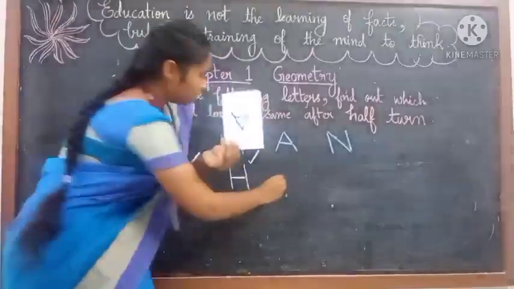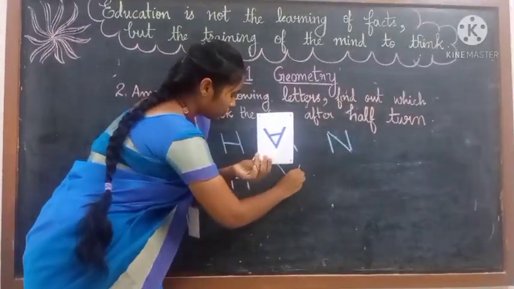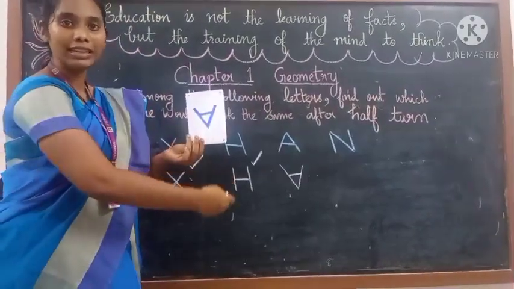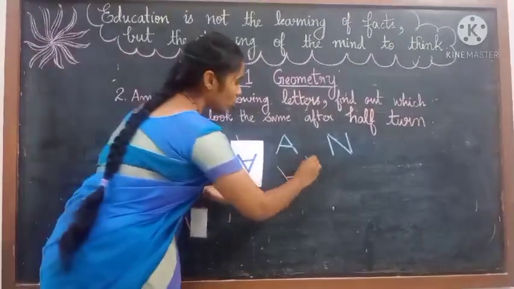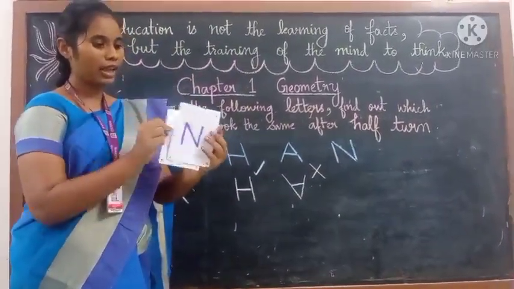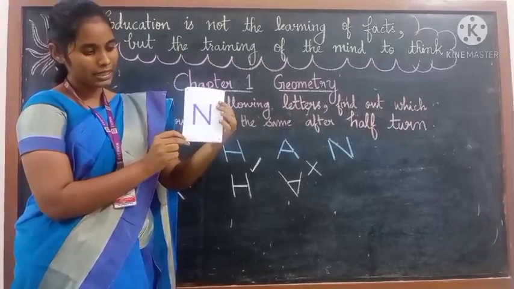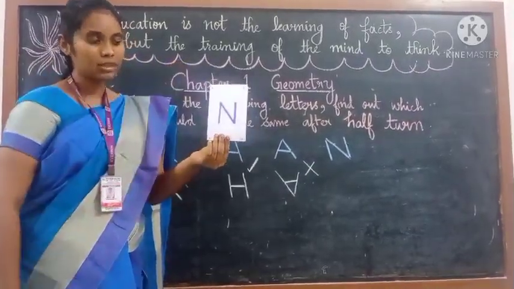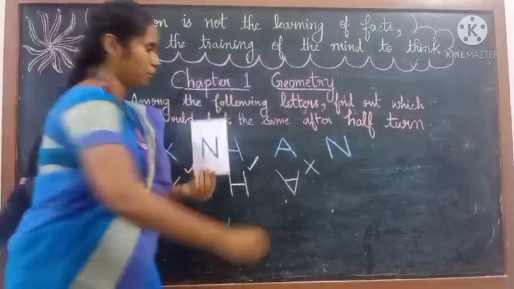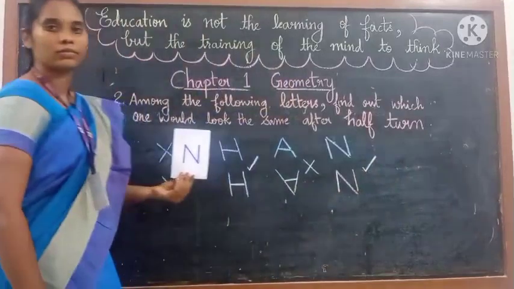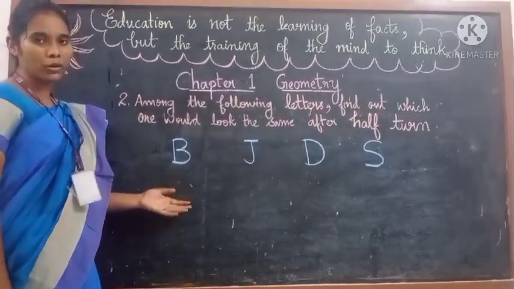Now it looks like inverted. So this is not the same image. It doesn't look like same. So it is wrong. Then letter N. See letter N. Half turn. After half turn, how it looks? Same as in. So it is tick.